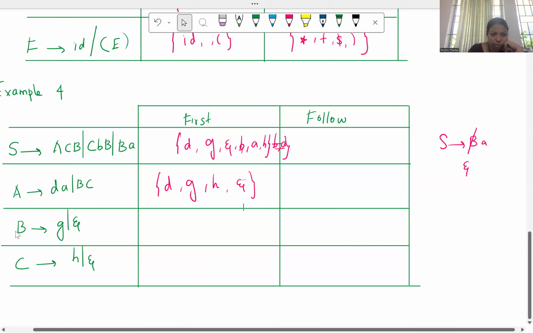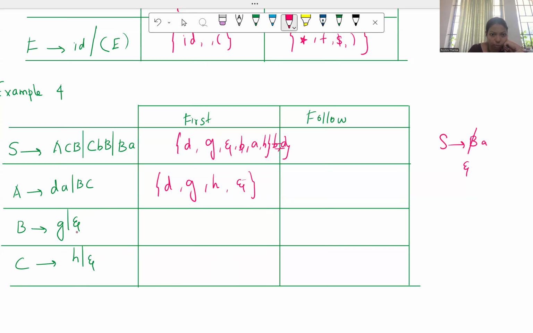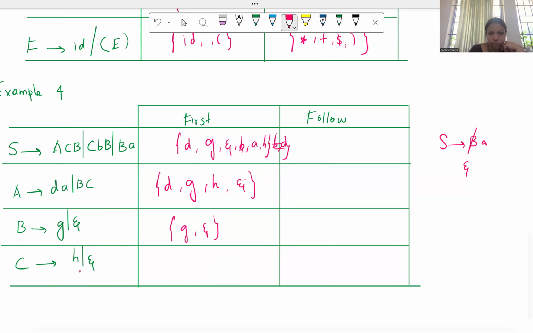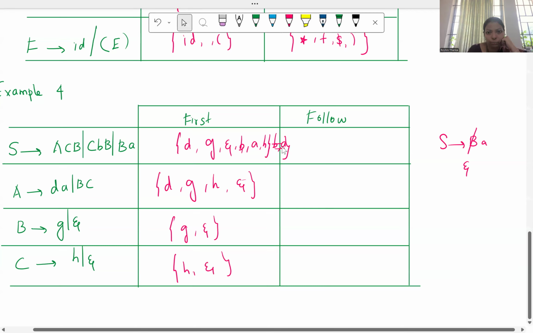Okay. And now come to B. B has two terminals directly itself. So no problem. I can write G and epsilon. And when I check C, C also has two terminals, no non-terminals. So directly I can write both. Right, now look at the follow.